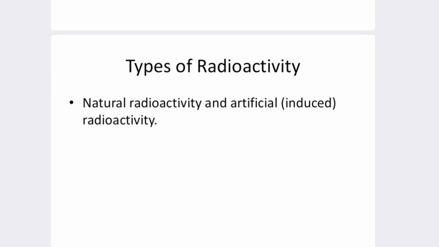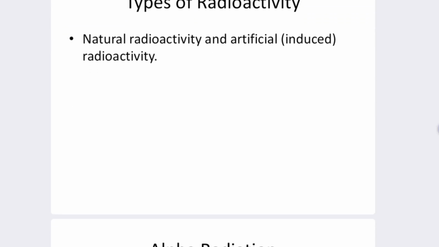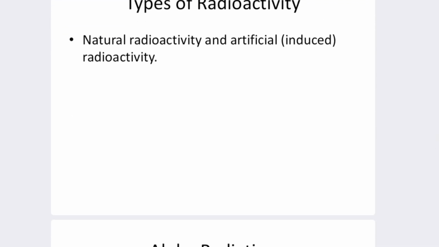Usually there are two types of radioactivity, that is, natural radioactivity and artificial radioactivity. Natural radioactivity is a phenomenon of spontaneous emission of rays such as alpha, beta and gamma by heavy elements which have an atomic number greater than 82. So it is called natural radioactivity. For example, radium 226.